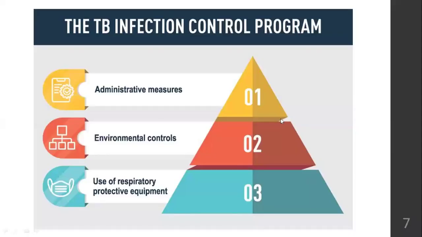So the TB infection control program comes in 3 layers. The major amount of work and the major capacity of health staff is at the bottom, which is the staff who are directly in contact with the patient. They should use respiratory protective equipment. Those who will be touching the patient or caring for the patient, all the healthcare workers, clinical staff, and non-clinical staff around the patient will have to use respiratory protective equipment.